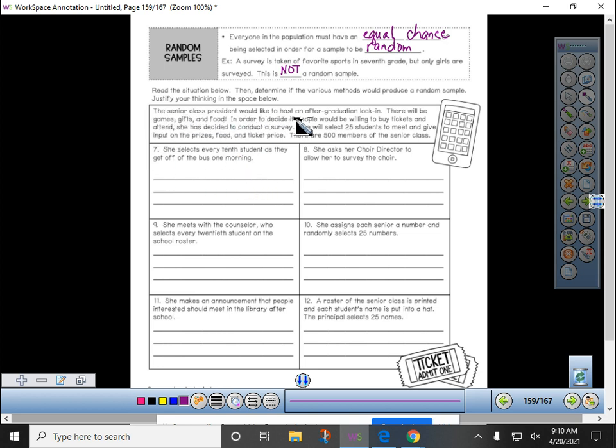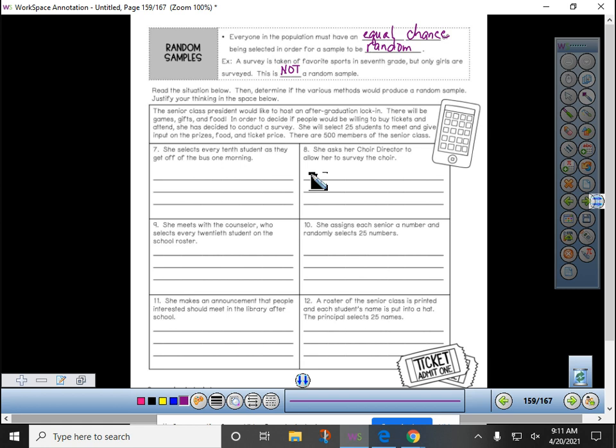The senior class president would like to host an after graduation lock-in. There will be games, gifts, and food. In order to decide if people would be willing to buy tickets and attend, she has decided to conduct a survey. She will select 25 students to meet and give input on the prizes, food, and ticket price. There are 500 members of the senior class. So number 7, she selects every 10th student as they get off the bus in the morning. Is that random? Yes. Or what about the people whose parents bring them to school? What about the people who walk to school? So I don't think that's random because it's only people on the bus. That one is kind of tricky.